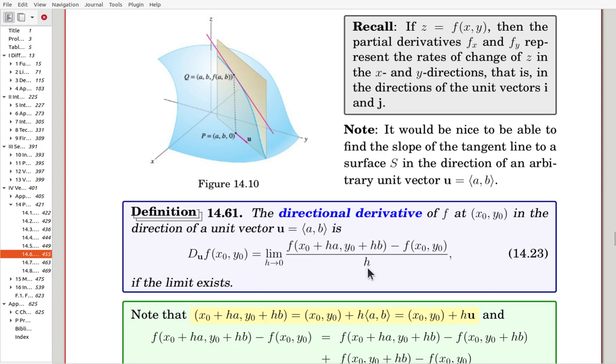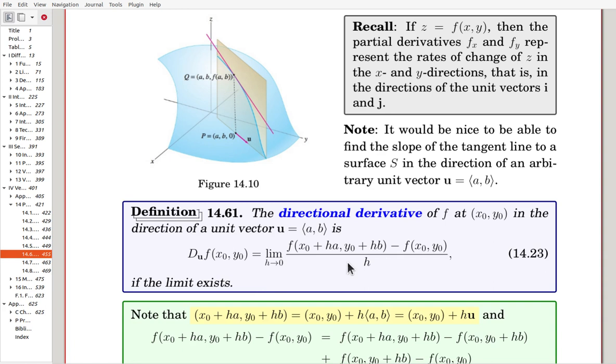u is a unit vector, so this point is perturbed from this one in the u direction, having distance h. So we divide by h. So that one is the average slope in the u direction. As h approaches 0, once the limit exists, then that's the directional derivative. Okay, so that's the definition.